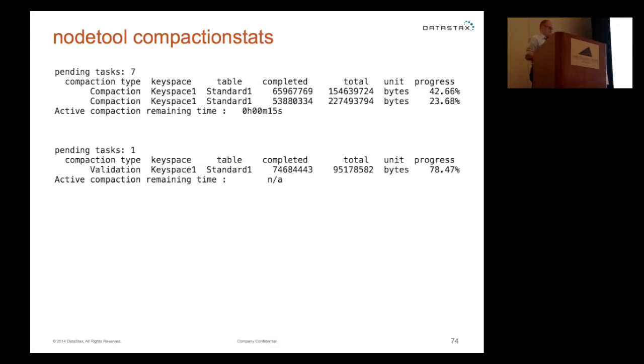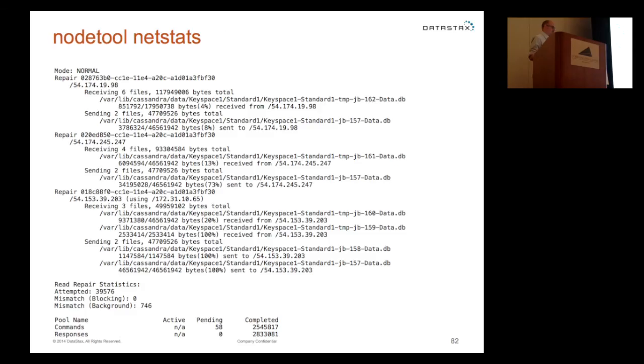Next, you've got your keyspace and table name. You've got the bytes completed and the total bytes that the compaction is going through, and then a progress indicator in percent. At the bottom, you have the active compaction remaining time. This is just an estimate, and I don't typically find it very useful because it doesn't include the time that the pending tasks are going to take. As soon as these active tasks finish, you have 7 more waiting. So looking at this number doesn't really tell you a whole lot.